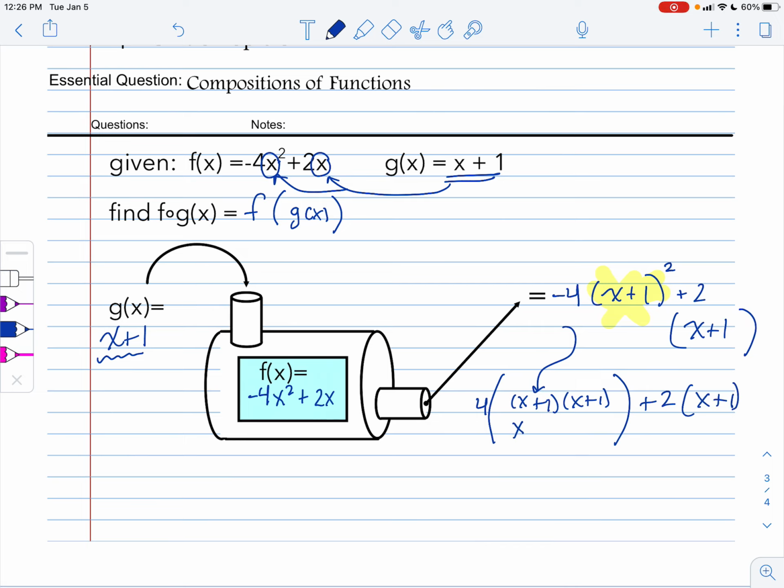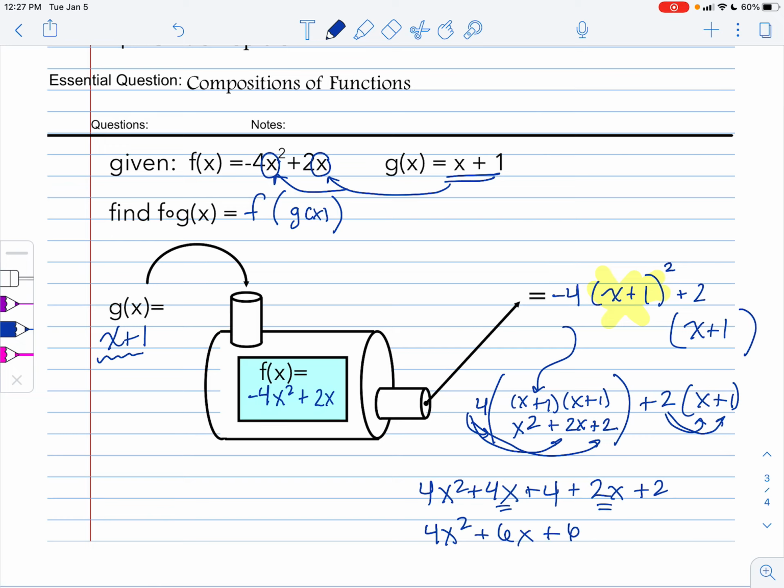When I FOIL this, I get x squared plus 2x plus 2. Okay, now I can distribute my 4 to all of my pieces, and I can distribute my 2 to both of these pieces. So I've got 4x squared plus 6x plus 6. Okay, f composed with g of x is 4x squared plus 6x plus 6.